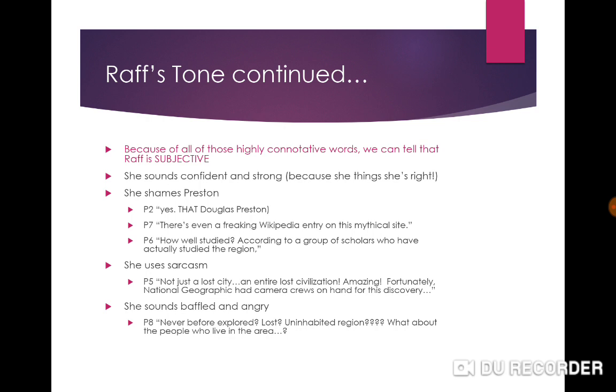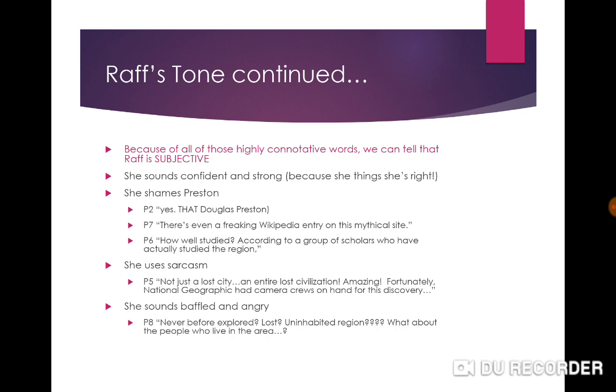And so you can hear that scorn in her voice there. Now, paragraph 7, she's talking about Begley here. Remember, she likes Begley. She wants us on Begley and her side. There's a website created and maintained by Dr. Christopher Begley, who wrote his doctoral dissertation on the archaeology of the region, devoted to making archaeological findings from here accessible to the interested public. There's even a frickin' Wikipedia entry on this mythical site.